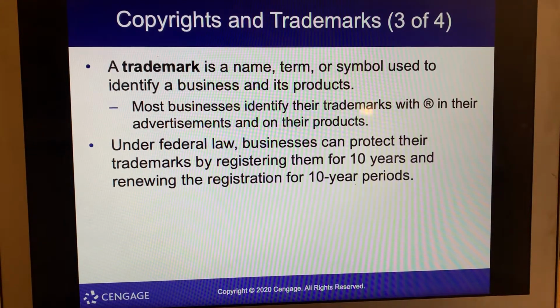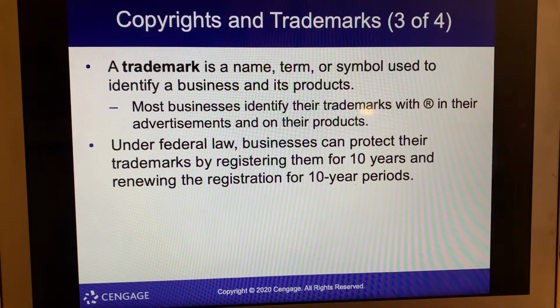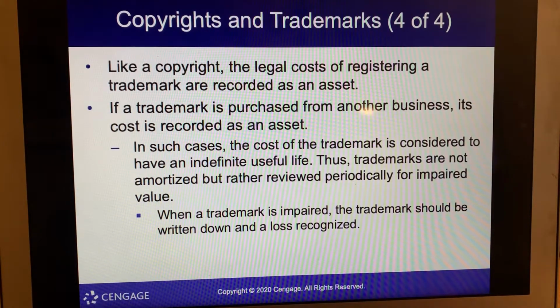A trademark is a name, term, or symbol used to identify a business and its products. Most businesses are identified by their trademark. That means it's registered in their advertisements and on their products. Under federal law, businesses can protect their trademarks by registering them for 10 years and renewing the registration for another 10-year period. So, the legal costs of registering a trademark are recorded as an asset.